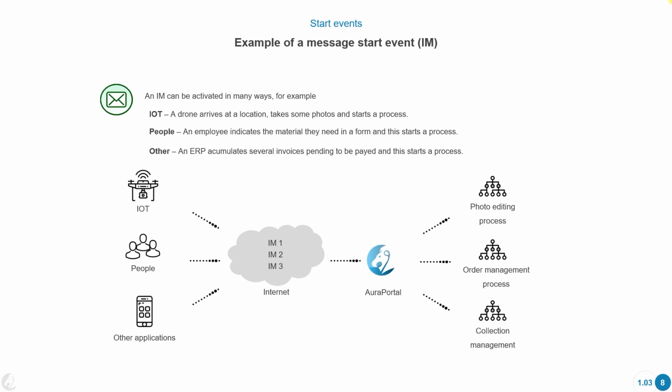For example, another application. Let's say there's an ERP that accumulates several invoices that are pending to be paid. And once it inputs these invoices into the system, it initiates a collection management process. So anything that can input data into the system is going to be able to initiate a process via a message start event. Okay, so message start events are used to initiate processes when they receive information. They can receive this information from other systems, machines, or people. It doesn't matter. Anyone could actually input this information and trigger the process.